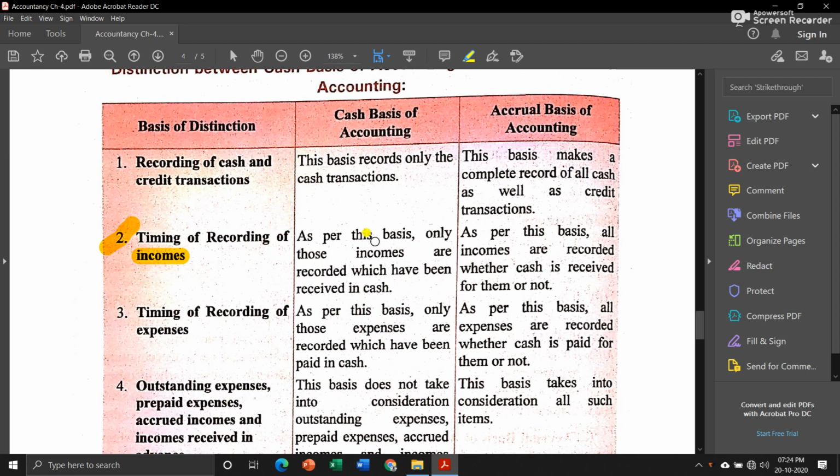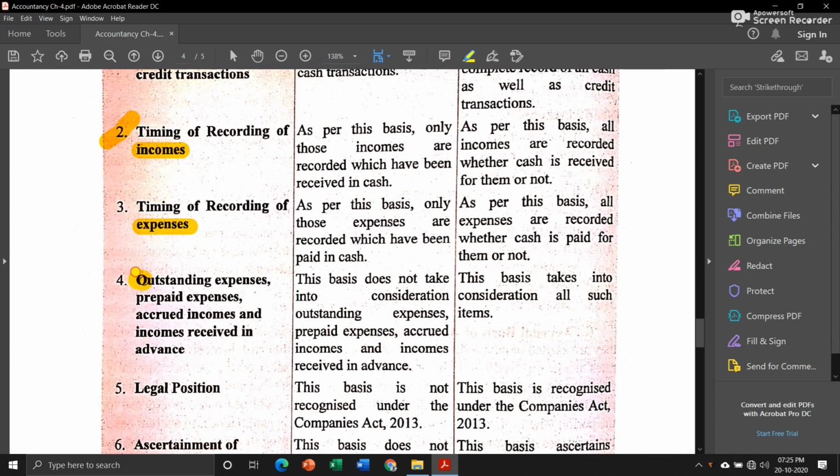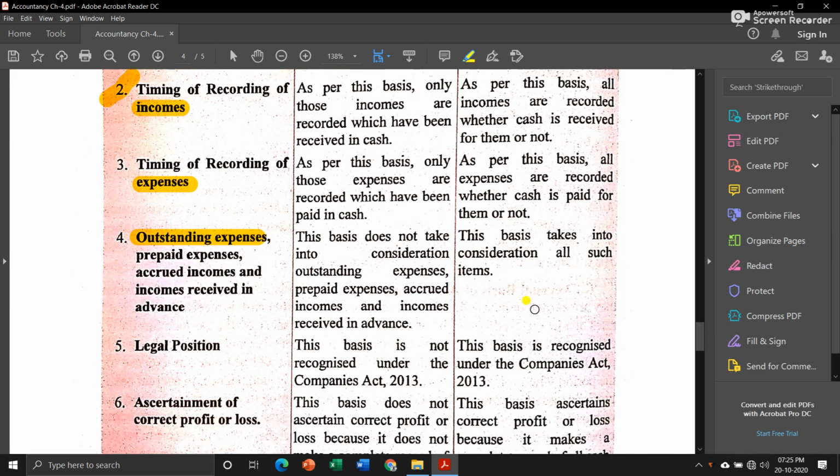Then timing of recording of incomes. In cash basis, as soon as we receive the cash, we will make entry in our books, but in accrual basis, all the incomes are recorded whether cash is received for them or not. Then for expenses, as soon as you make the payment, you will record under your cash basis of accounting, but in accrual basis of accounting, expenses will be recorded whether cash is paid or not. Then outstanding expenses, prepaid, accrued, incomes received in advance, we ignore all of those things in cash basis, but we take into consideration under accrual basis of accounting.